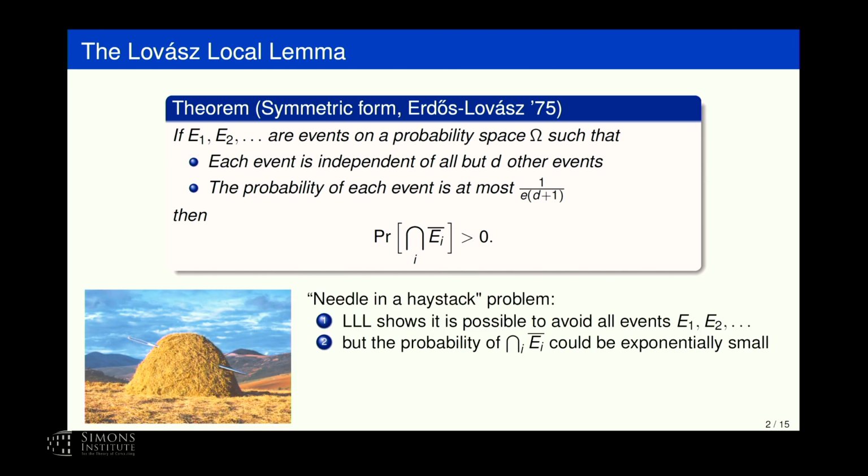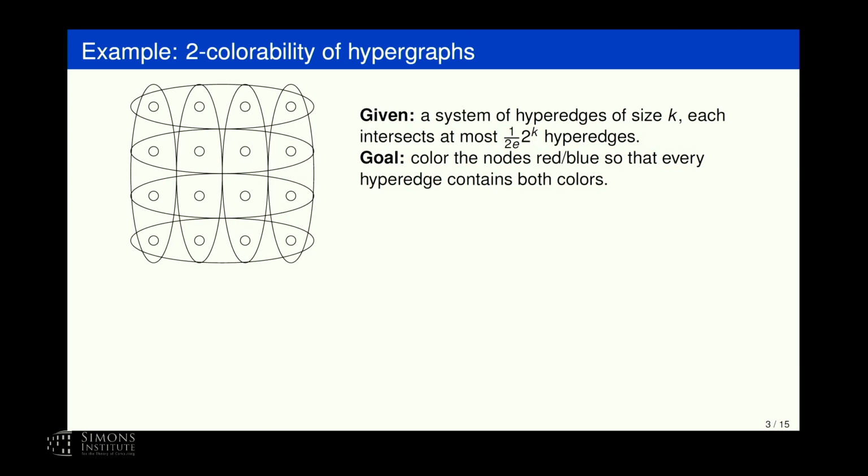Okay. And so an interesting phenomenon here is that it's viewed as a non-constructive tool, right? It's showing the existence of this point in the intersection of the complements of the events, but the probability of that set could be exponentially small. So if you tried just drawing random samples to find such a point, then it could take an exponentially long time to find it. So think of it as this needle in a haystack type problem.